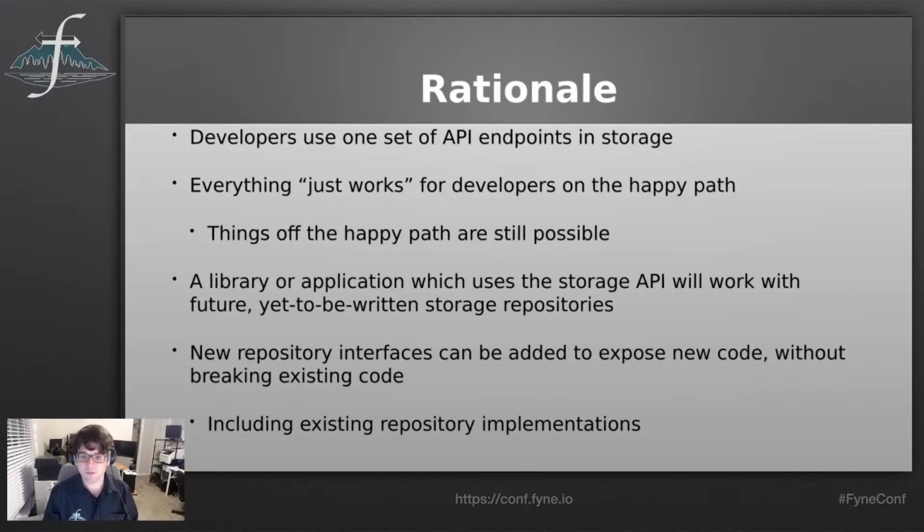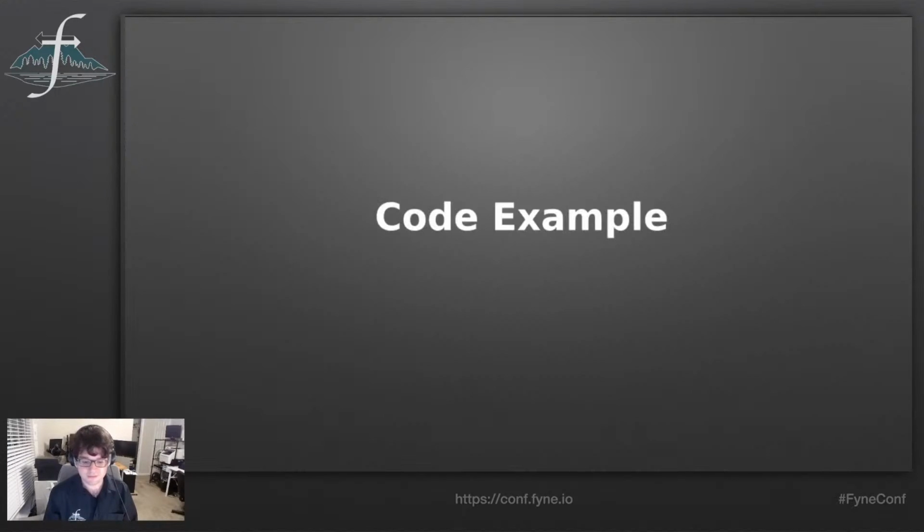Also, we can add new repository interfaces to expose new functionality, like maybe we wanted to have a get compressed reader or something that reads some kind of transparently compressed object. We could add that without breaking existing code or existing repository implementations, because that would be a new repository interface type with a different endpoint in storage and a different type assertion. So all of the existing code would still keep working, and library authors, especially repository implementers, wouldn't have to do any work to get their code working, or to have it continue working, I should say.